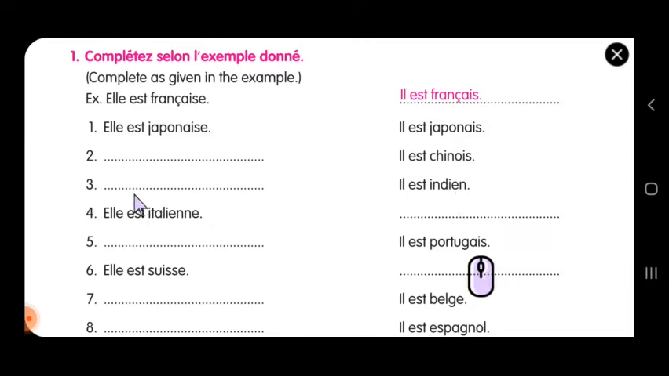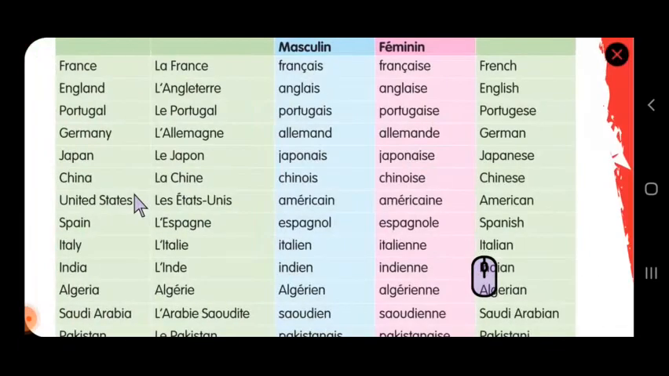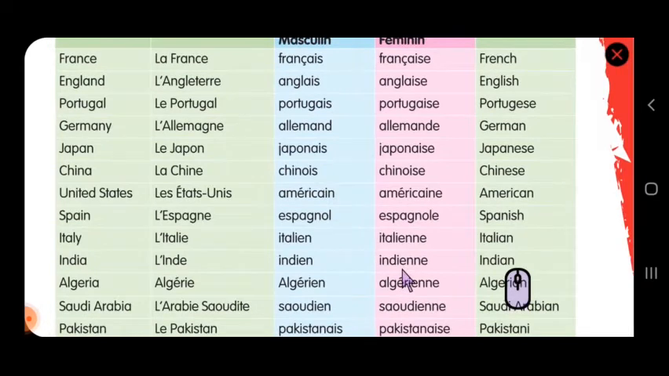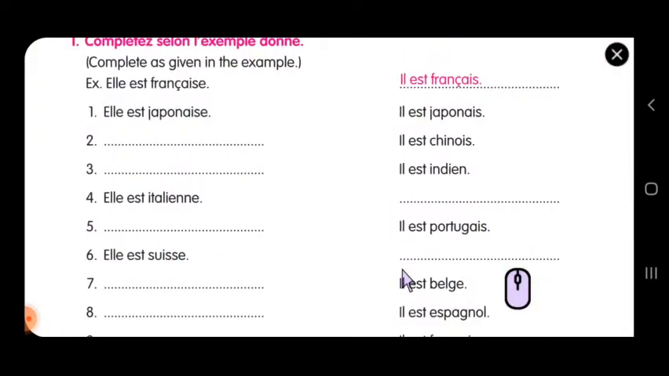So what is the feminine nationality of Indian? Search for India. India is here, the country's name is here. So Indien is masculine, and the feminine is indienne. In the masculine it is a single N, and here in the feminine it is a double N, indienne. This is what you have to note. So this is the answer for the third one. Next is elle est italienne.